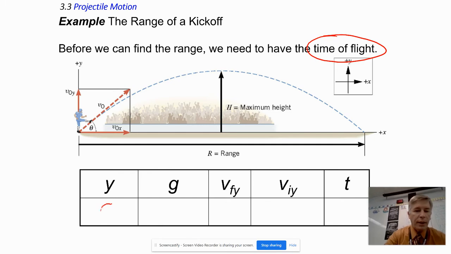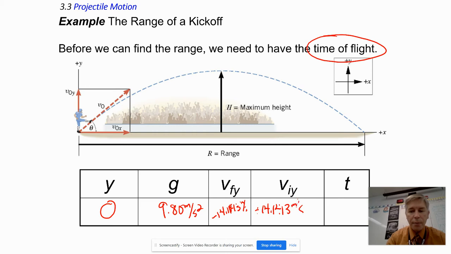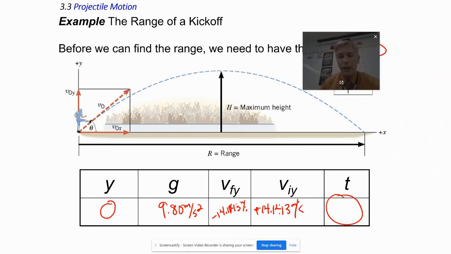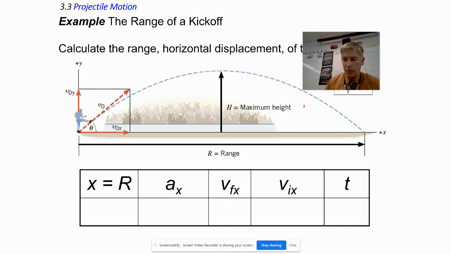I'm going to use the fact that the y is 0. Our gravity is 9.8 meters per second squared. I know that this is negative 14.1413 meters per second, and this is the positive 14.1413 meters per second. But I'm going to find time using those. So to find that time of flight, I'm going to use a different equation.